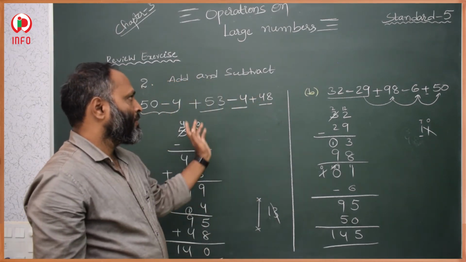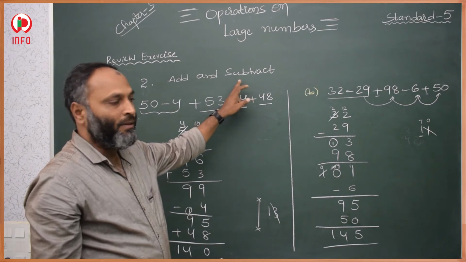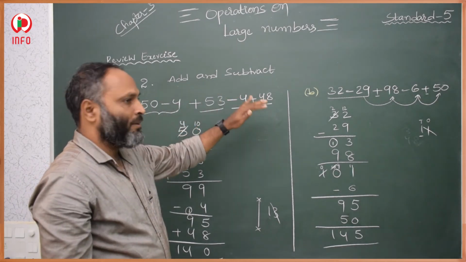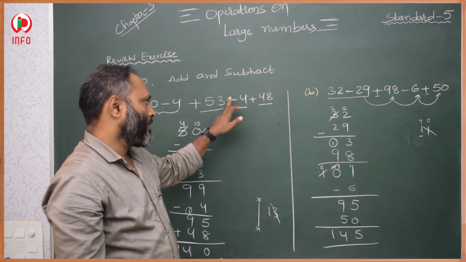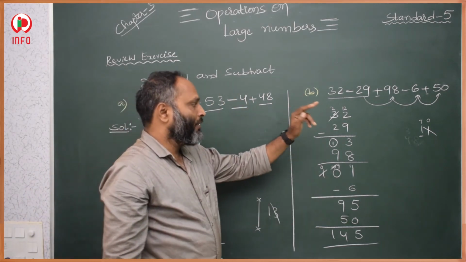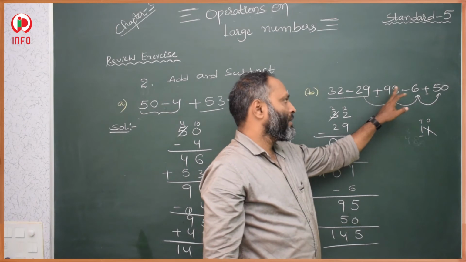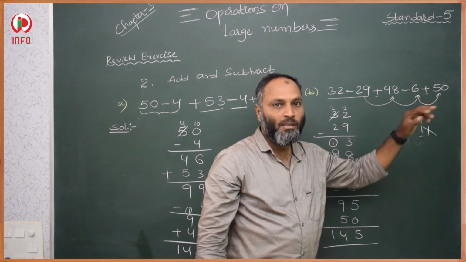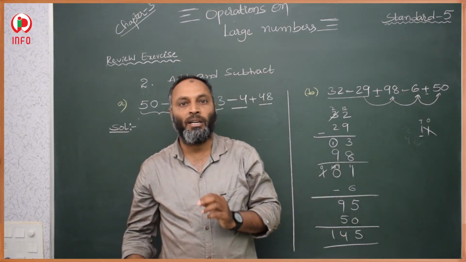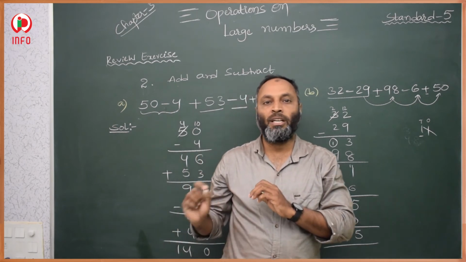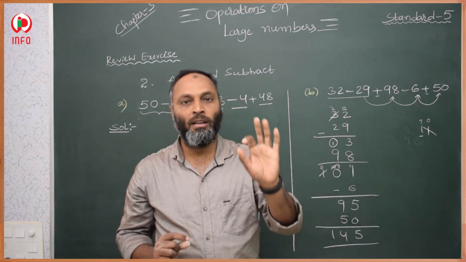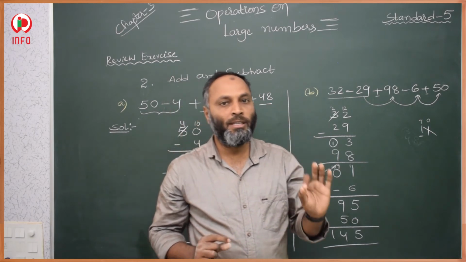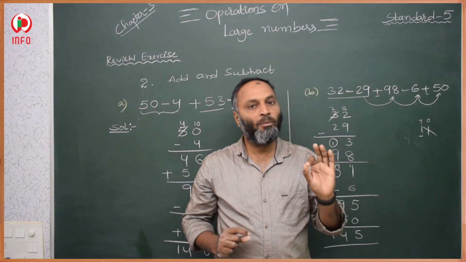In these two sums, addition and subtraction are given, a combination of addition and subtraction. So in this way we have to add and subtract. Whenever the combination of both addition and subtraction is given, if minus is there, we have to subtract. If addition is there, we have to add. This is the procedure for a combination.